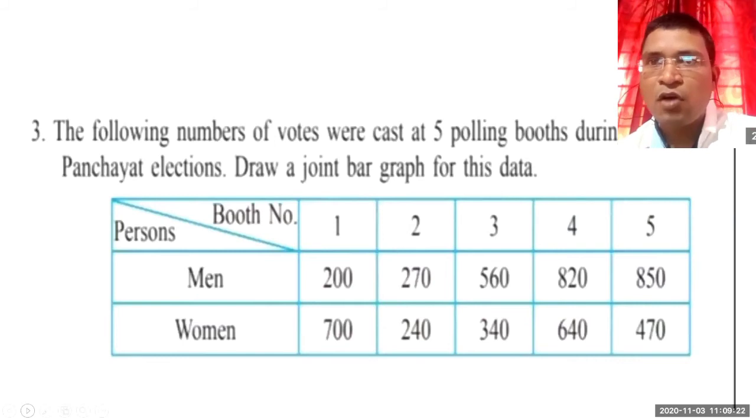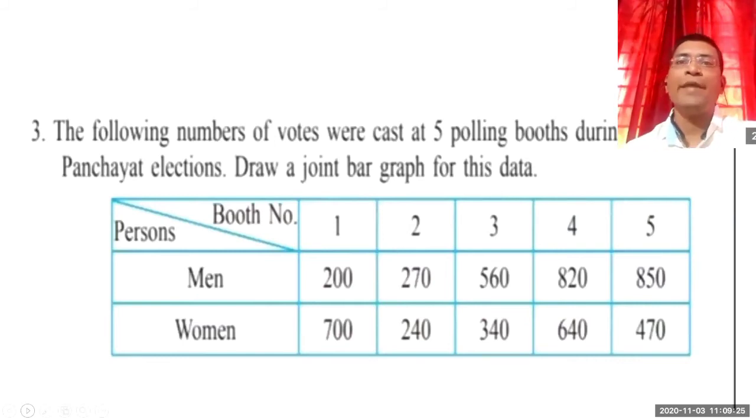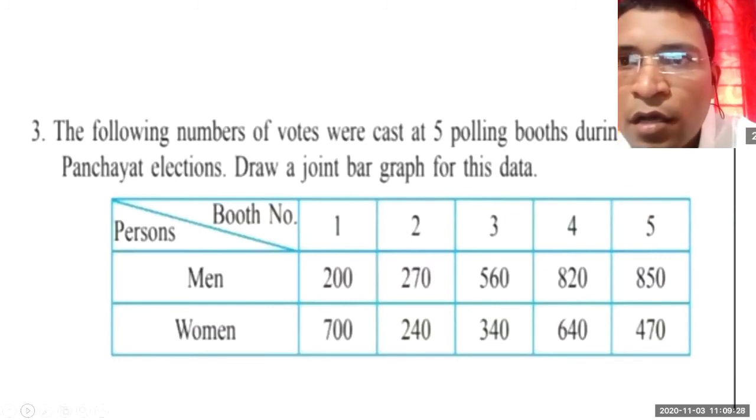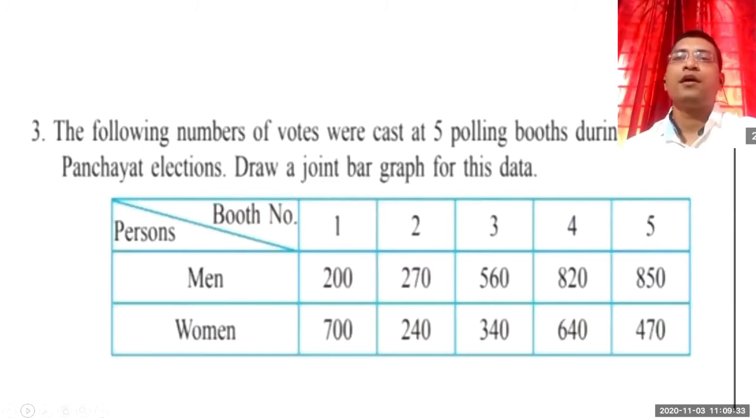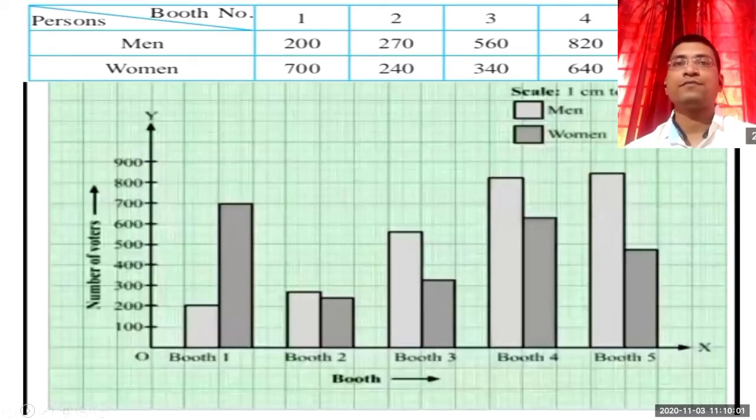700. Next, booth number 2, men 270 and women 240. Booth number 3, men 560, women 340. Booth number 4, men 820, women 640. Booth number 5, a large number of men came, 850, and 470 women came to give votes. Okay, we will see the bar graph of this question.